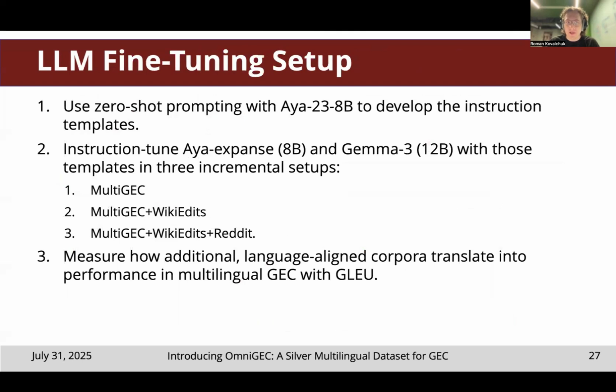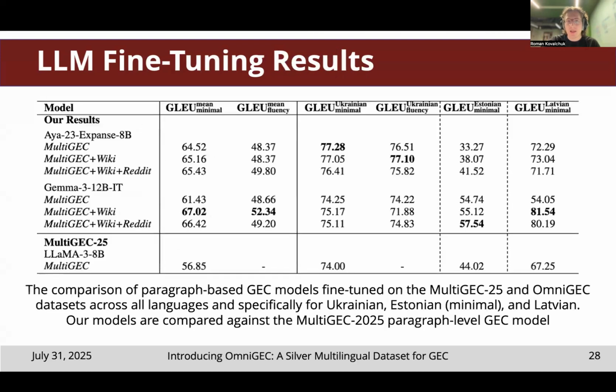Speaking about the LLM fine-tuning setup, we use zero-shot prompting with LLaMA 3 8B to develop the instruction templates. We instruction-tune LLaMA 3 8B and Gemma 12B with those templates in 3 incremental setups: multi-GEC, multi-GEC plus wiki edits, and multi-GEC plus wiki edits plus Reddit. We measure how additional language-aligned corpora translate into performance in multilingual GEC with the GLEU score.